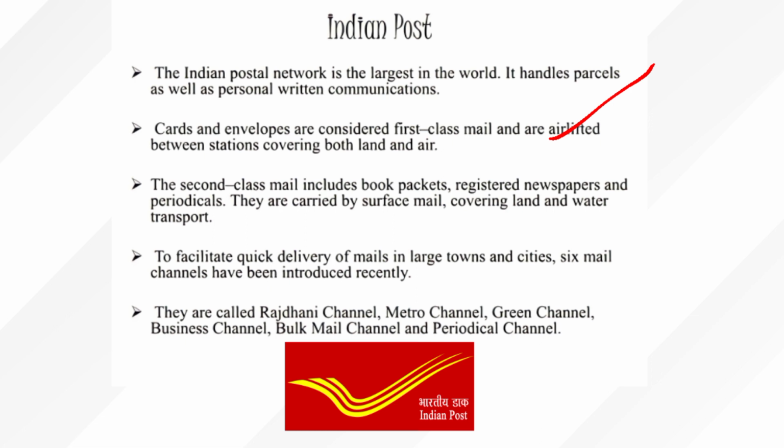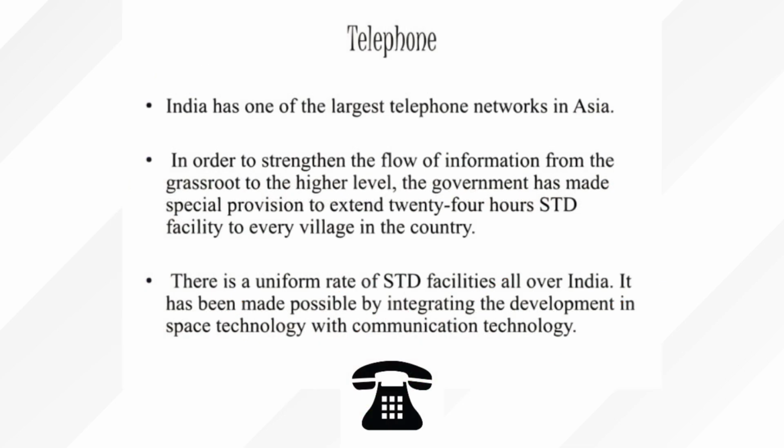The provision of these mails is available to the people, the fastest mode to facilitate quick delivery of mails in large towns and cities. Six types of channels are there. They are the Rajdhani channel, the metro channel, the green channel, the business channel, the bulk channel, periodicals. So covering important metro regions, covering the capital cities, giving agricultural information, giving business oriented information, periodicals, 15-day, fortnight, monthly magazines, weekly, different kinds of information is traveling far and wide. India has the largest telephone networks in Asia.